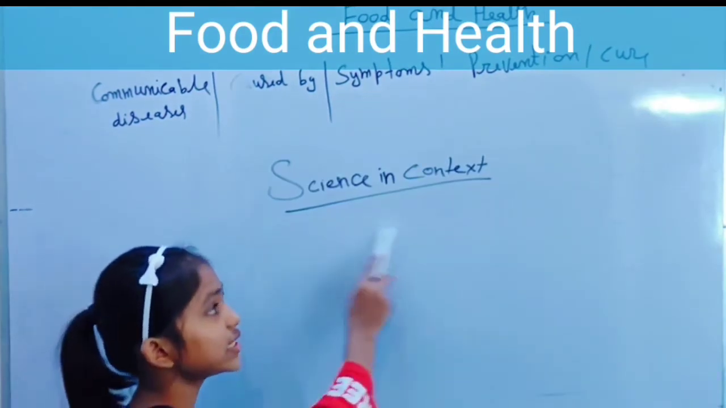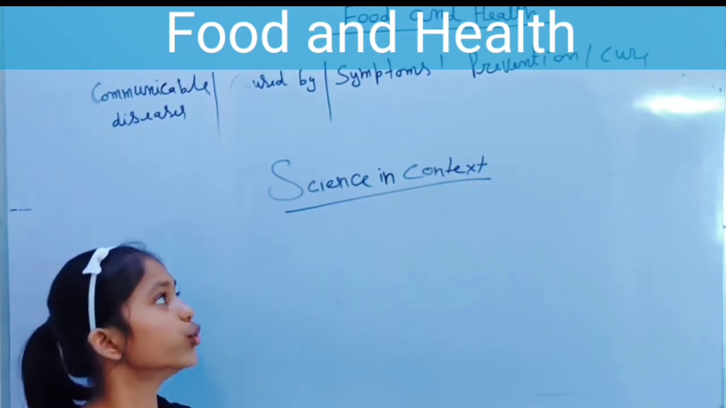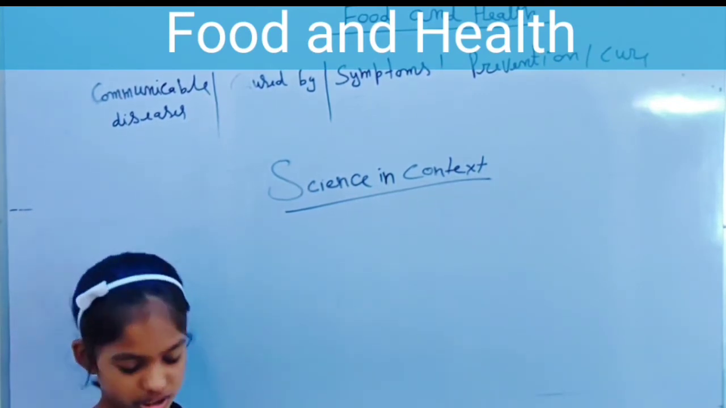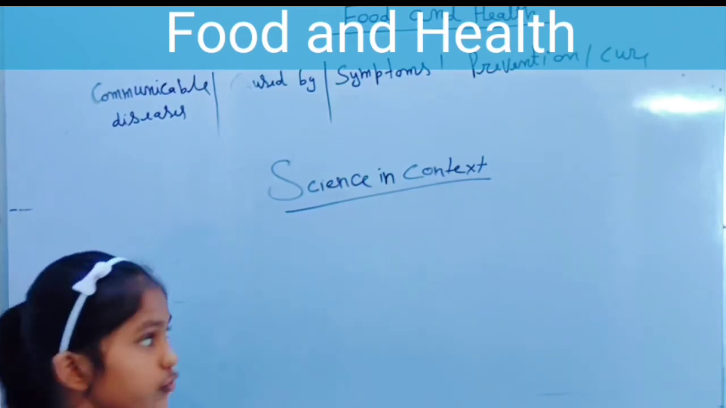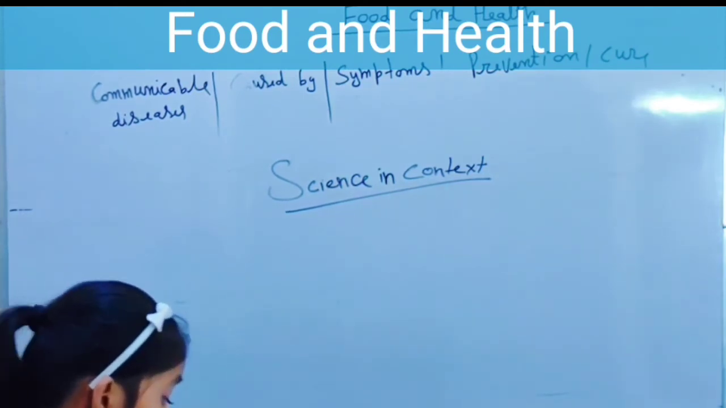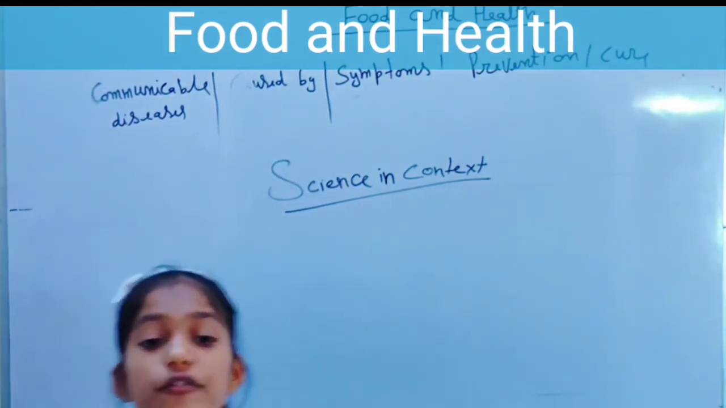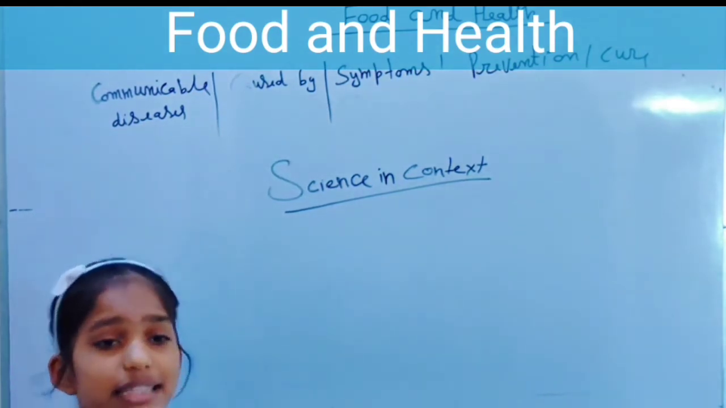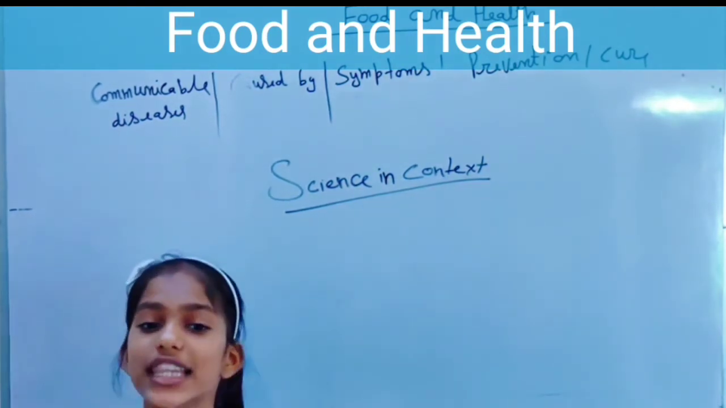You know what is science in context? Means in the chapter, the main point is called science in context. Today's science in context for this chapter is: the fresher the food we eat, the healthier we will be. Means the food which you eat fresh and covered will be healthy for you.